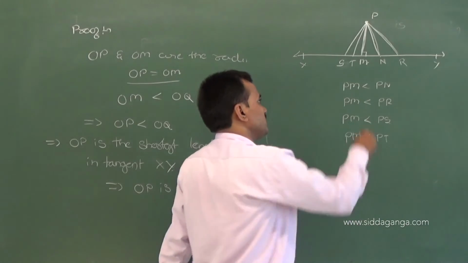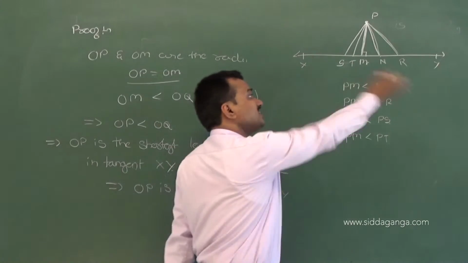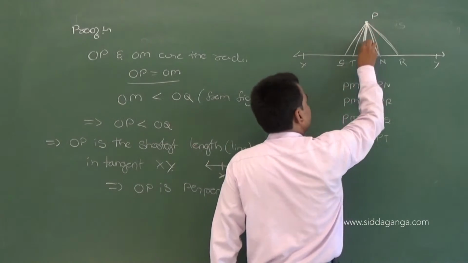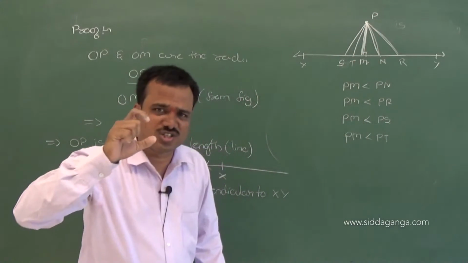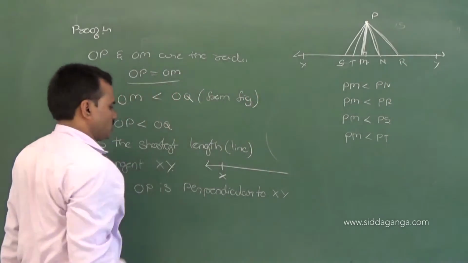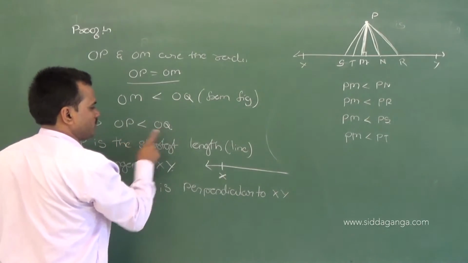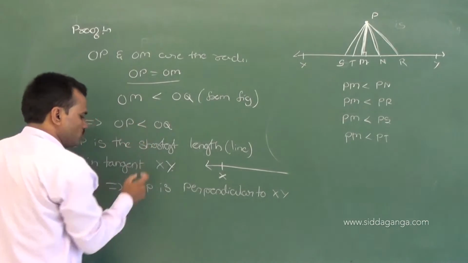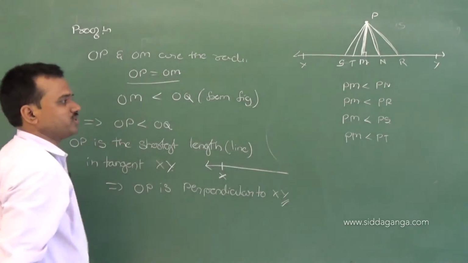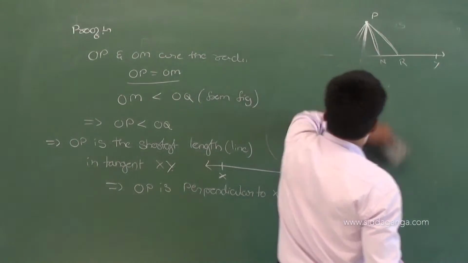What is the conclusion? The perpendicular line is always the shortest length among all other lines. Correct? By seeing this conclusion, we say that OP is the shortest length among OPQ. If OP is less than OQ, that implies OP is perpendicular to XY. This is the first theorem, a very important concept.